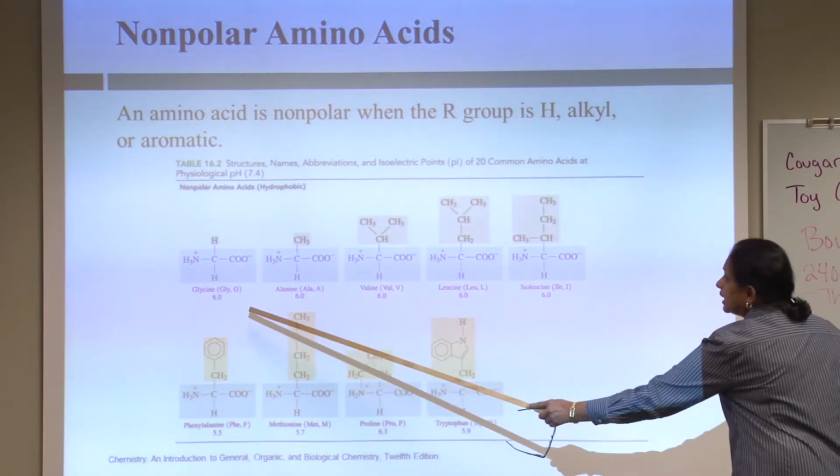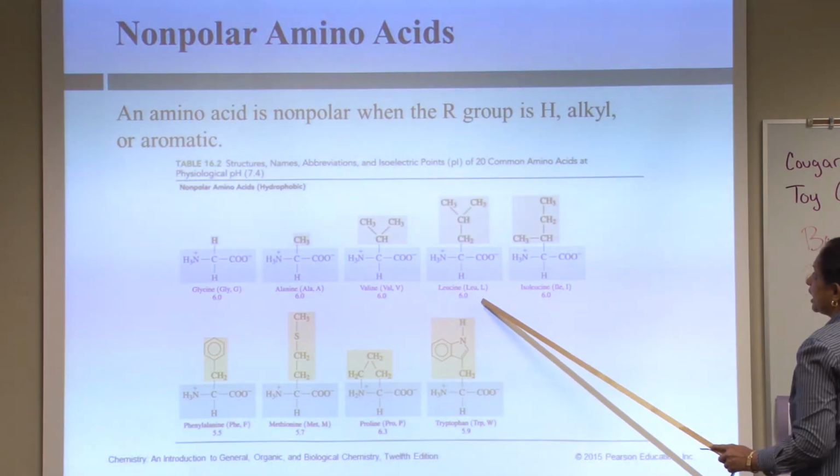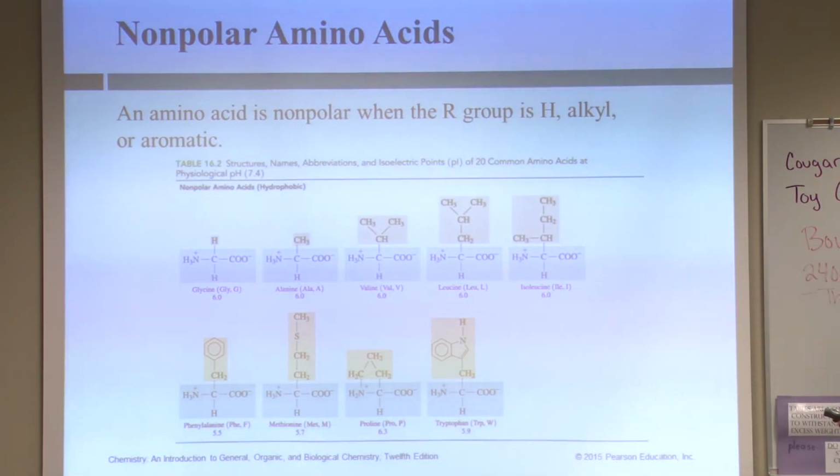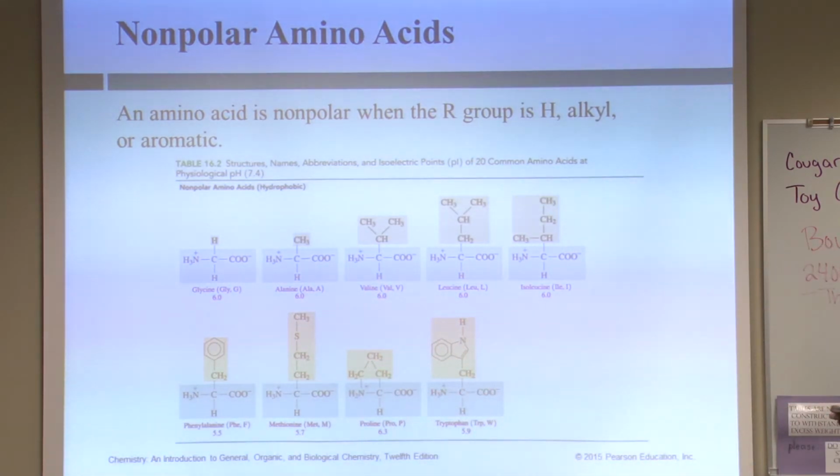And every amino acid has an isoelectric point, pI. You call these pI, and we will discuss in a little bit what that number is. So these are the names and abbreviations and isoelectric points. The numerical values that you see, 6.0, 5.9, these are the isoelectric points or pI points for the common amino acids. And this is at the physiological pH of 7.4. What does that mean? That this is within the body. The physiological pH of our body is 7.4.